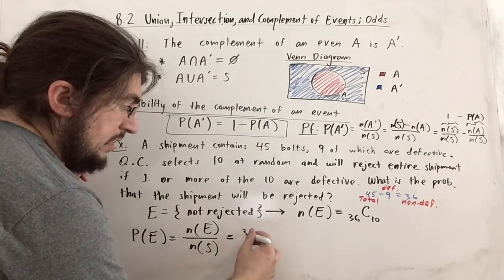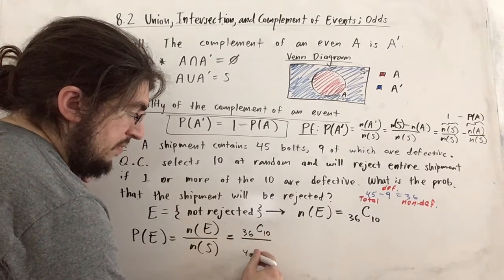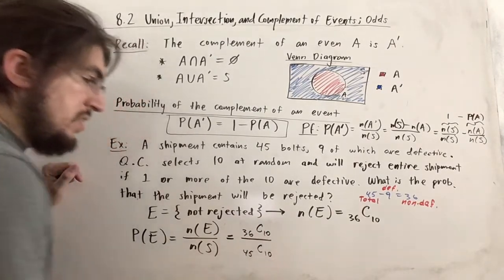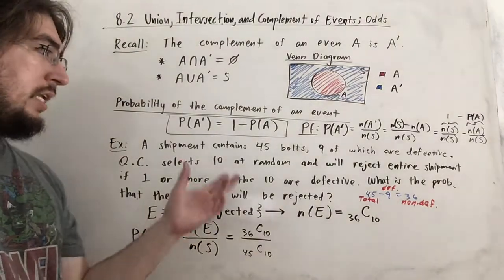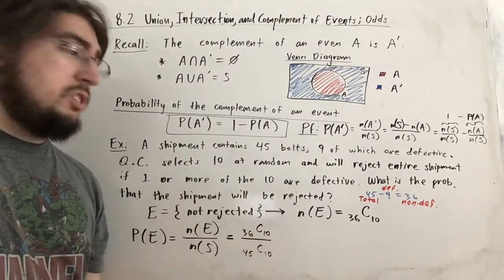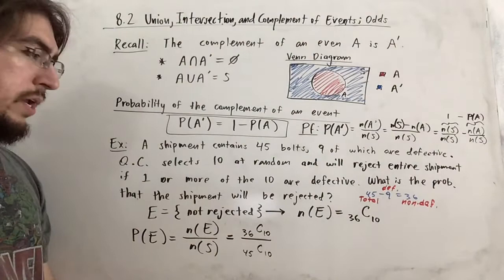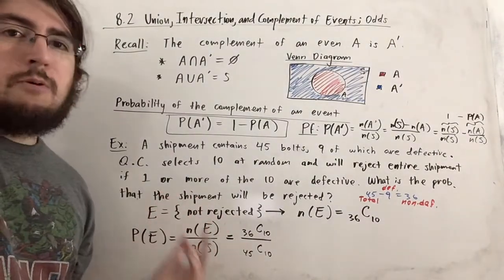So we have 36 choose 10 for the numerator, and this has to be 45 choose 10 for the denominator, because again, the sample space is the total amount of ways you can select your random 10 out of the total 45 bolts in the shipment. So this right here is the probability that you actually do not reject the shipment.